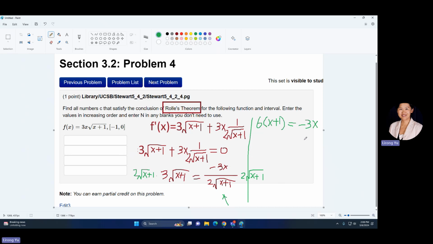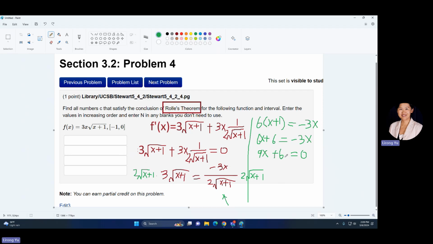Now we have an equation. It's actually degree 1 on the left, degree 1 on the right. Distribute the 6. We have 6x plus 6 equal to negative 3x. And then we add 3x. The reason I'm adding 3x, add 3x on the left, add 3x on the right, is that now there's no more x on the right. Plus 3x cancels the minus 3x, and plus 3x on the left gives you the 9x.